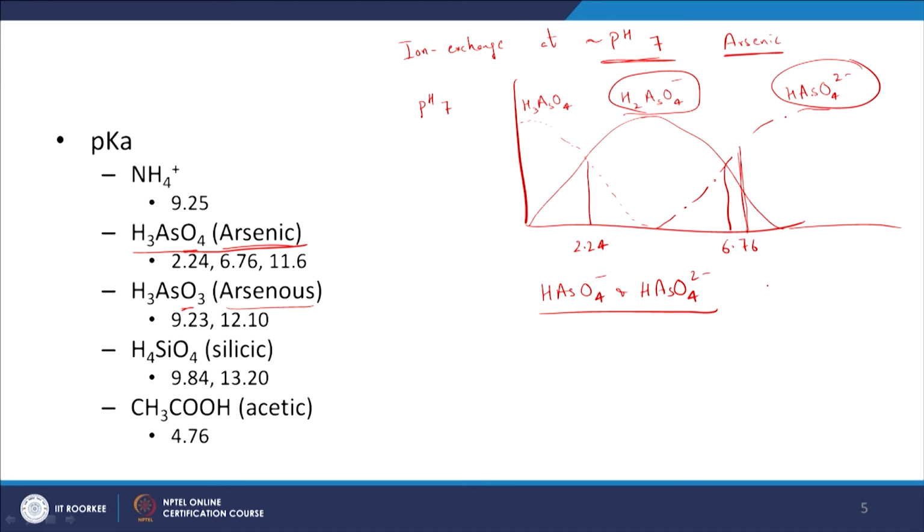So, what does it mean? We have anions predominating, we have a negative charge. In general, it is going to be HAsO4 2 minus. So, that is what we see here, right. This is pH 7, pH equal to 7. So, what is this graph about?